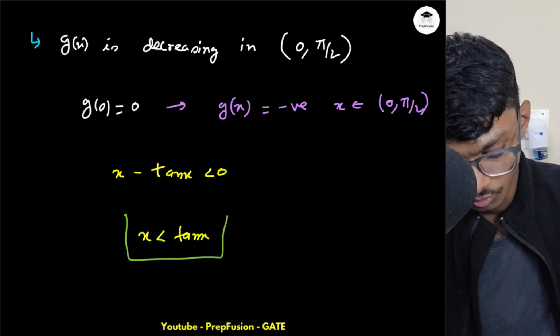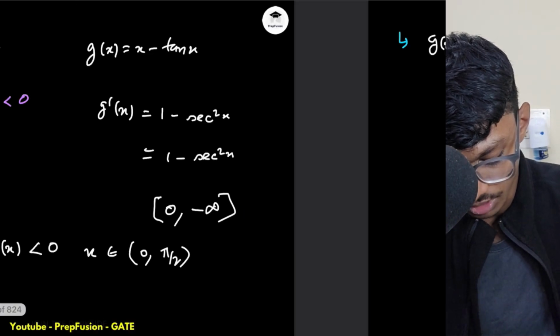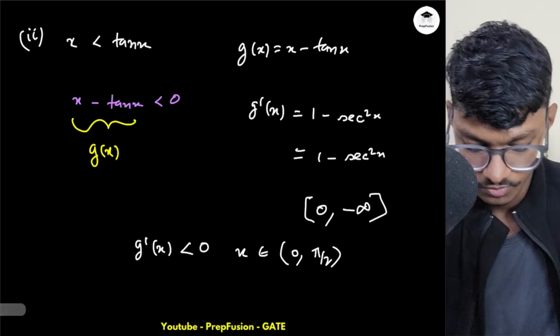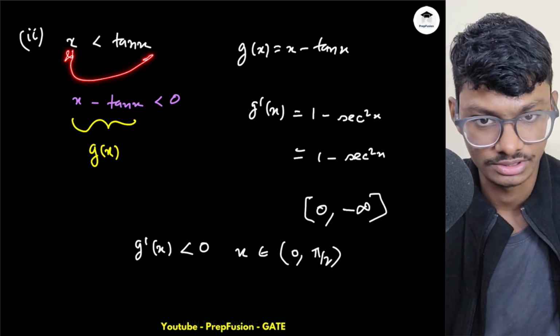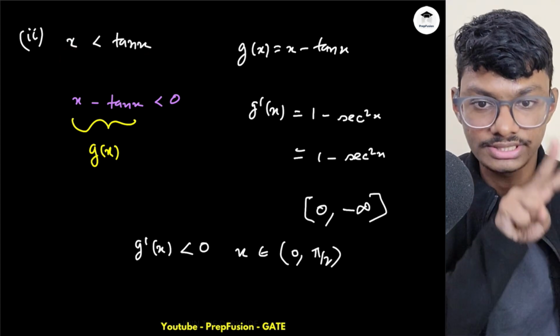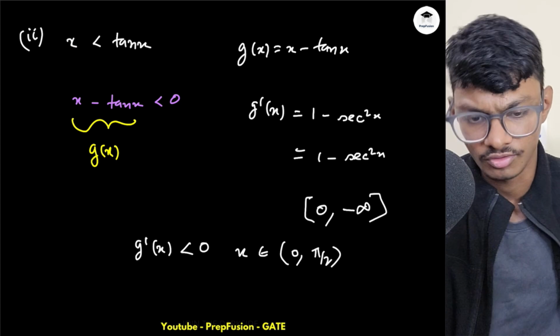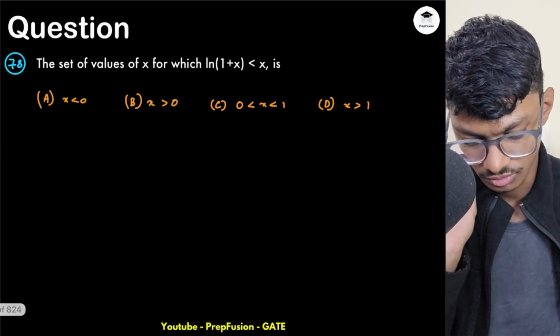Okay, you could have solved this the other way around. How? Basically what you could have done is you could have shifted this x to this side, then you could have written g of x as tan x minus x greater than 0, and from there also you will get a similar result. Okay, so hence proved.